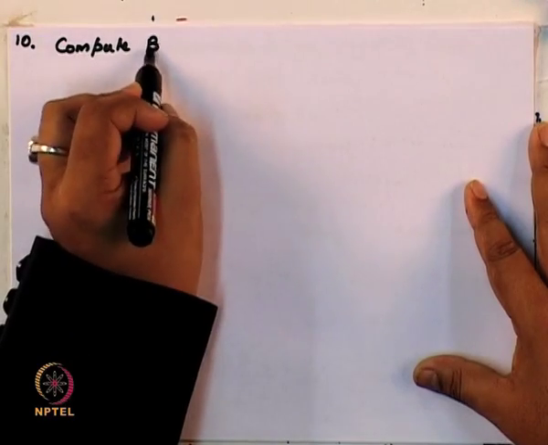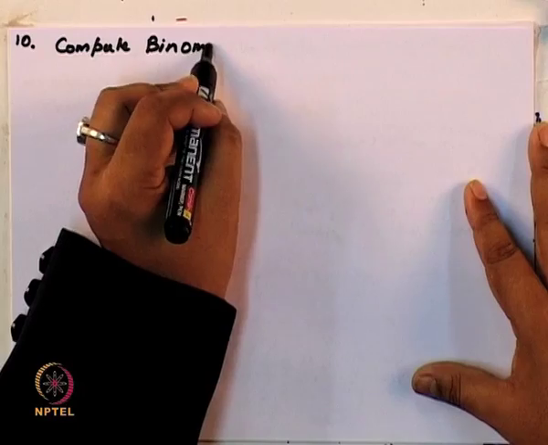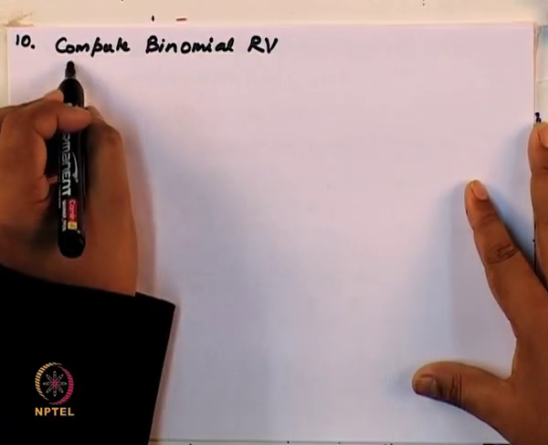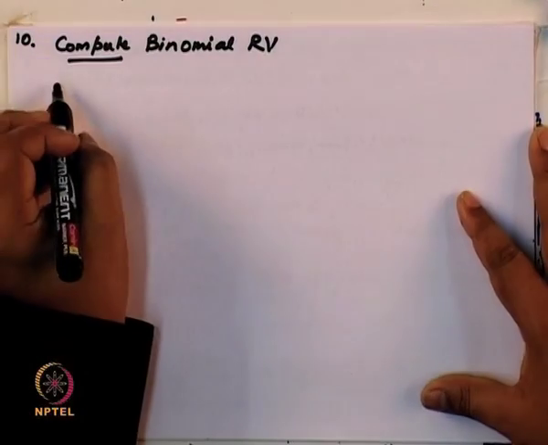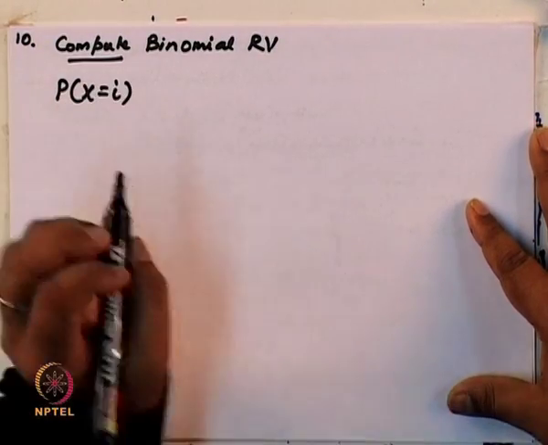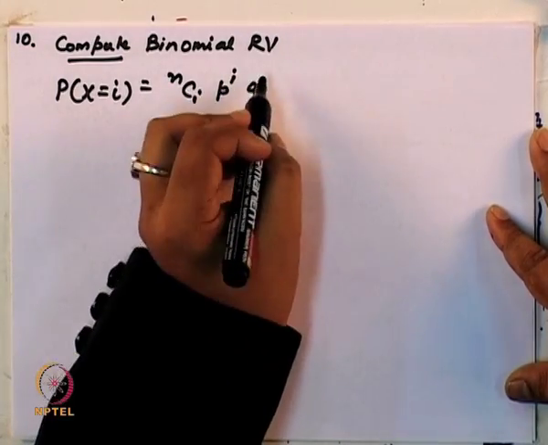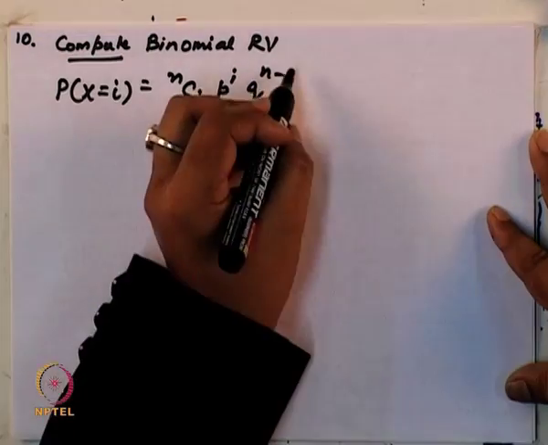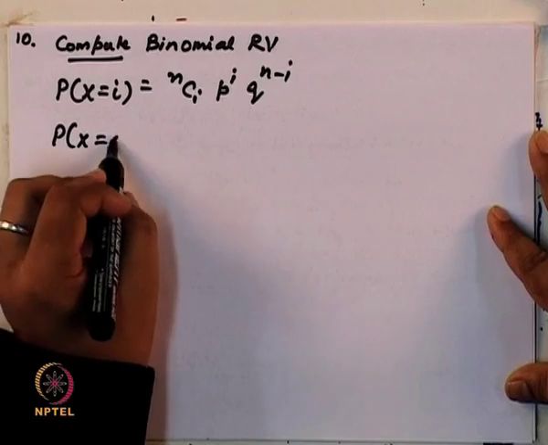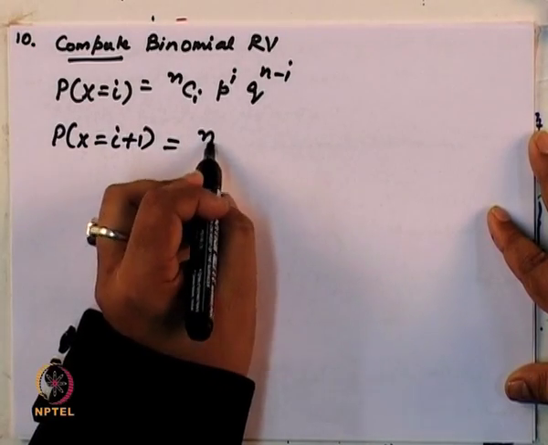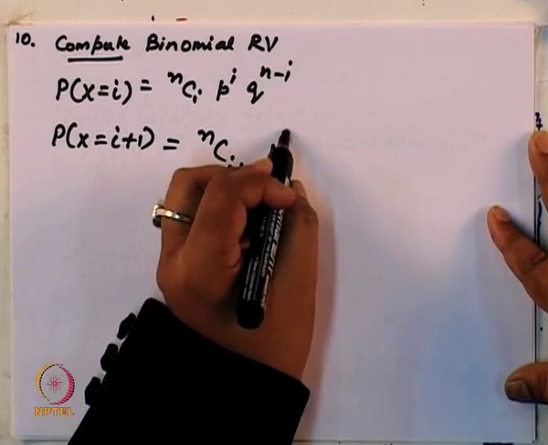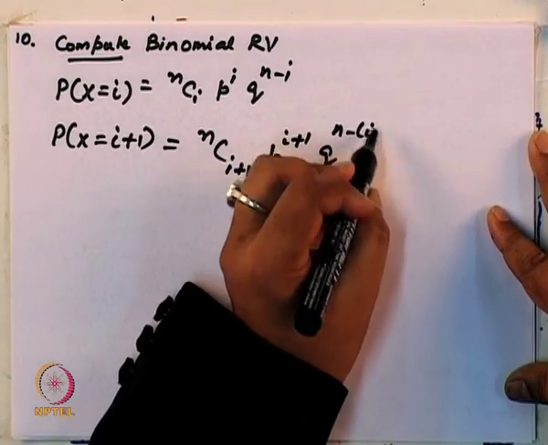So, one last thing I will introduce today is how to compute a binomial random variable. Okay. Compute means in a computer. So, you know that probability of x equal to i is equal to nCi p to the power i q to the power n minus i, and probability of x equal to i plus 1 is equal to nC(i+1) p to the power i plus 1 q to the power n minus i minus 1.